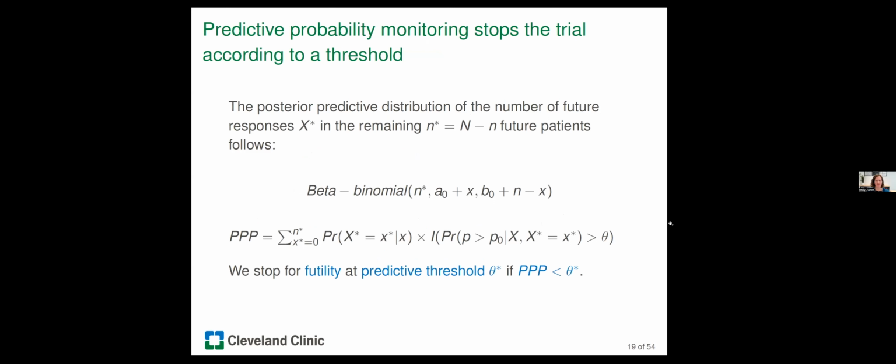And so predictive probability monitoring is going to be employed here to stop the trial according to a futility threshold. And so the posterior predictive distribution of the number of future responses in the remaining patients who are yet to be enrolled follows a beta binomial distribution with this form. And then our posterior predictive probability can be used to stop the trial, which we would stop for futility at our predictive threshold theta star if our posterior predictive probability falls below that threshold.